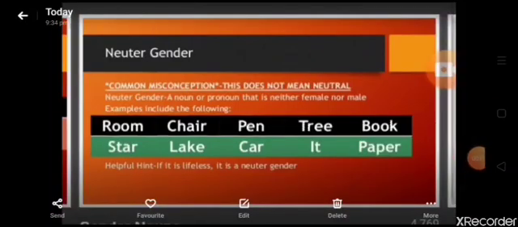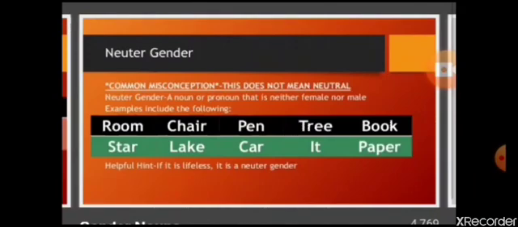Neuter gender. Common misconception: this does not mean neutral. Neuter gender: a noun or a pronoun that is neither female nor male. Examples include the following: room, chair, pen, tree, book, star, lake, car, it, paper. Its is the possessive determiner for something of neuter gender.